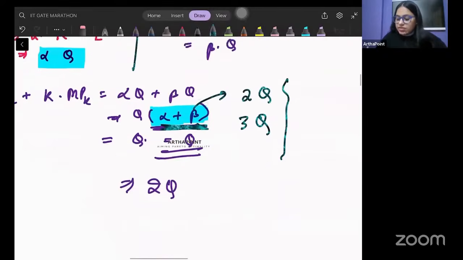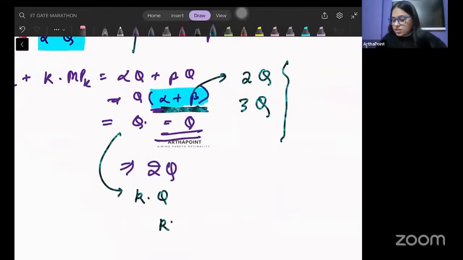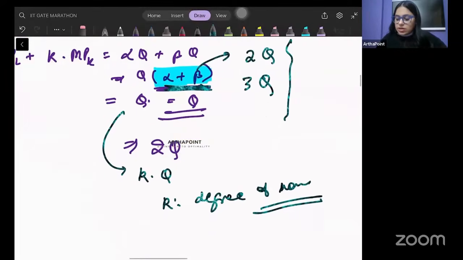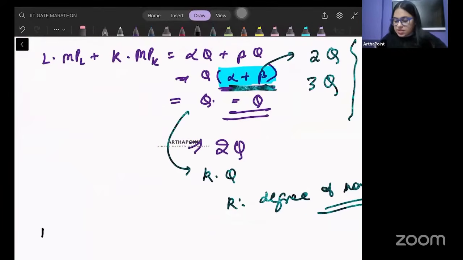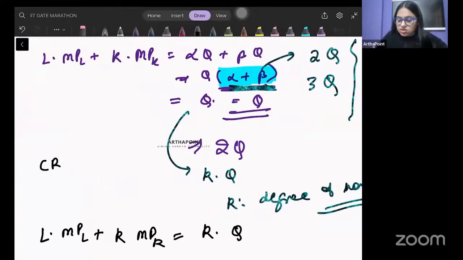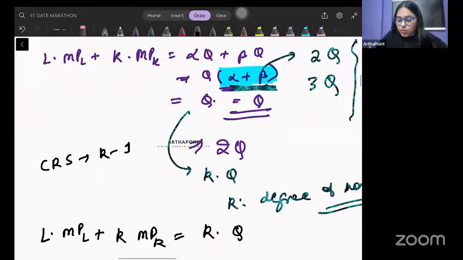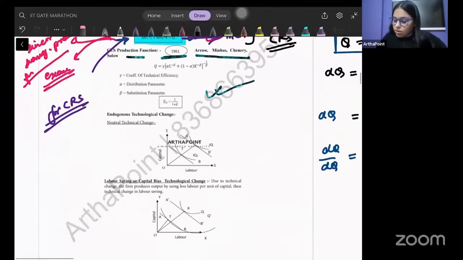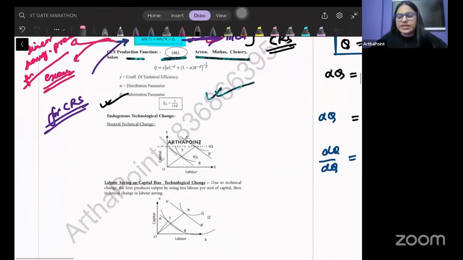So you can go ahead and write this as K times Q, where K represents the degree of homogeneity. Correct. K is the degree of homogeneity. So your equation becomes L into MPL plus K into MPK is equal to K times Q. If it is a constant returns to scale function, the degree of homogeneity is 1, K is 1. So you can just replace it with 1 here. Okay. Fine. Let's continue. Now, we have done this also in class.